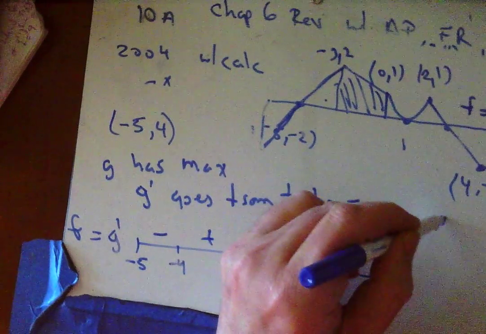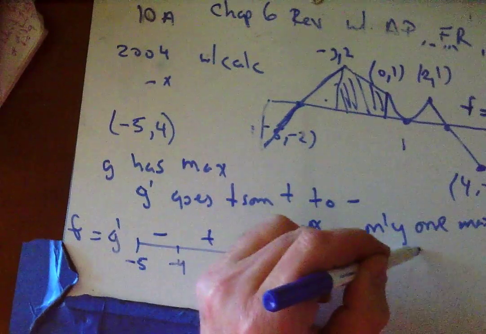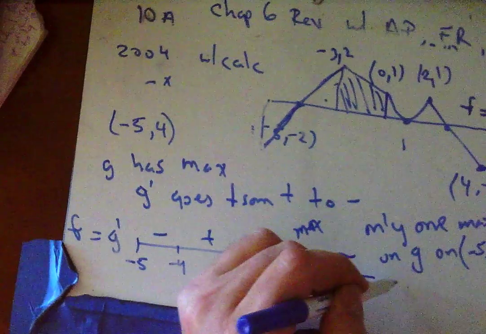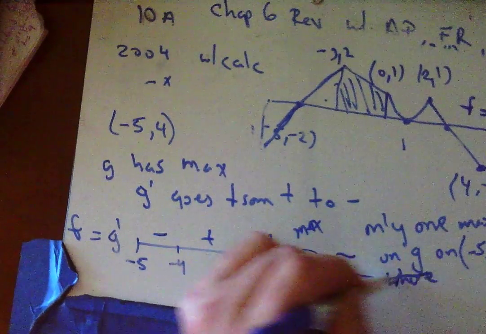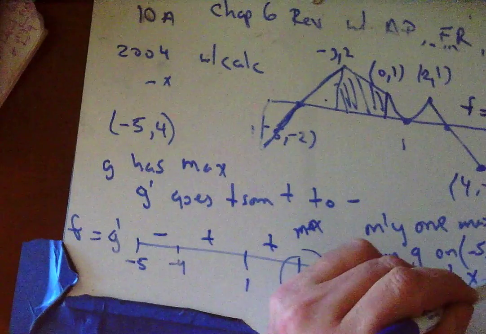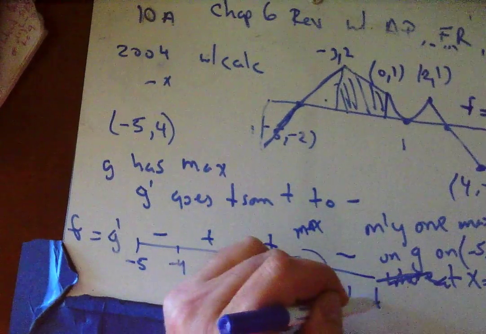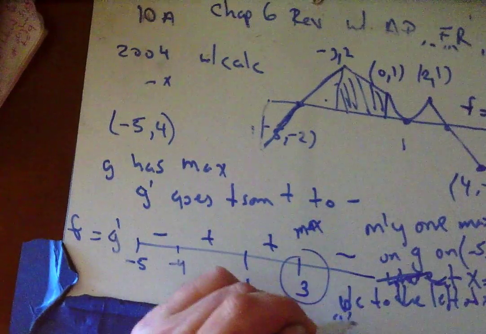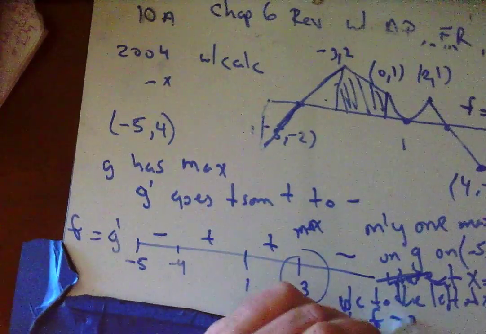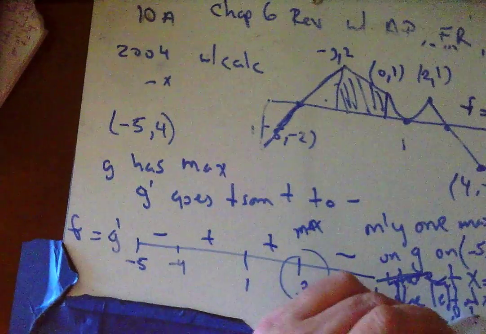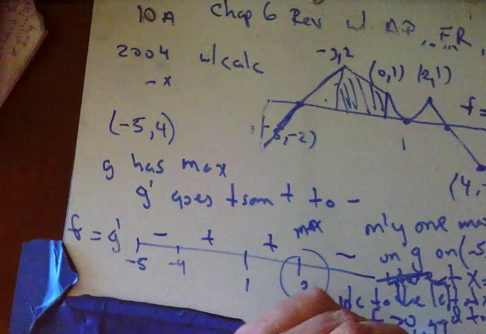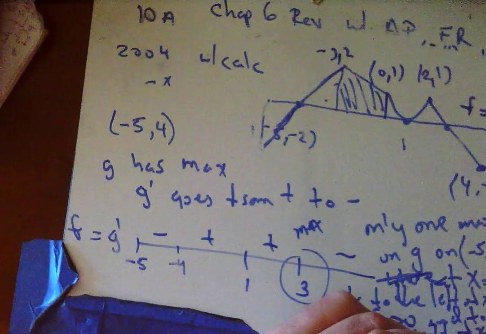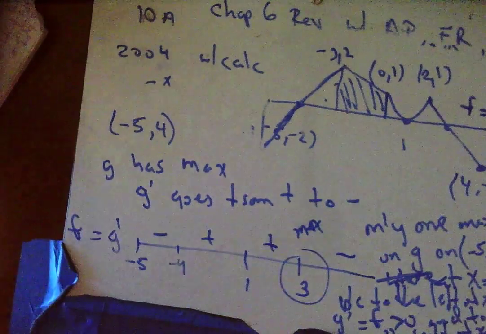Only one max on G on -5 to 4 with parentheses, at x equals 3, because to the left of x equals 3, G prime equals f is greater than 0, and to the right of x equals 3, G prime equals f is less than 0. All right.